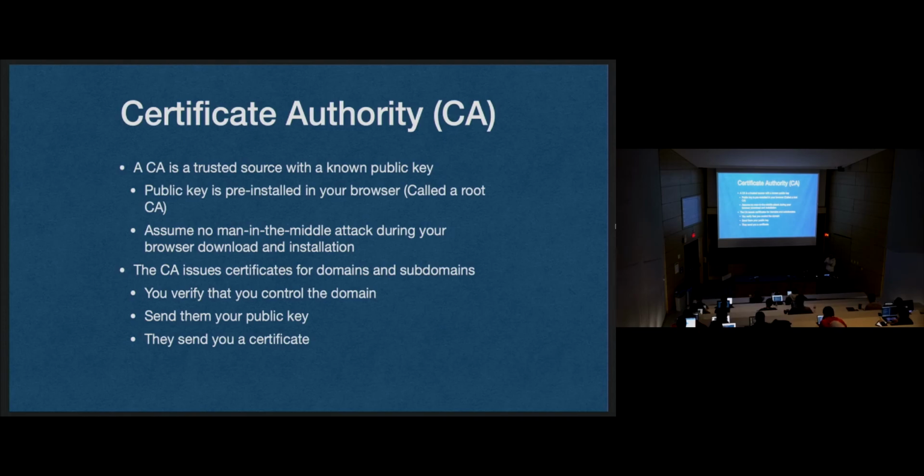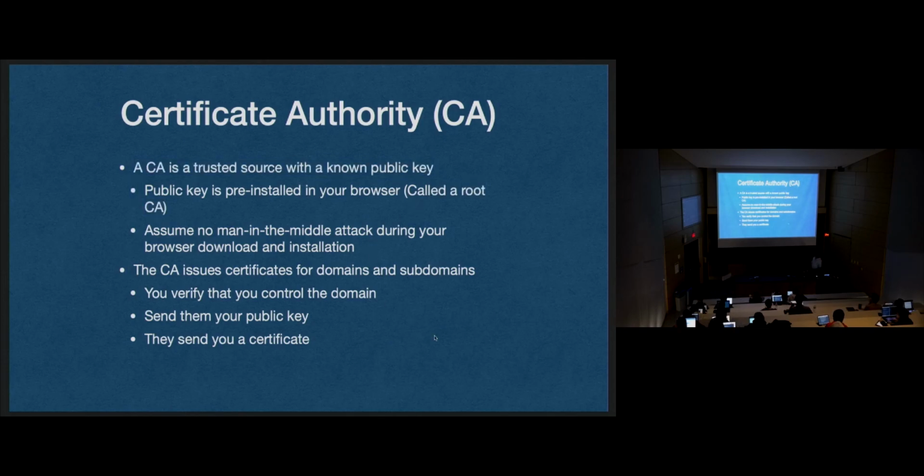A certificate authority is a trusted entity that has a known public key that everybody knows and agrees upon. These are called root CAs, and they are installed with either your operating system or your browser. At some level, we have to assume something's secure. We assume that when you install your operating system and get these root CA public keys, that's safe and secure. You can go verify those keys and add some extra security if you'd like, but we're going to assume that we have the correct root CA keys.